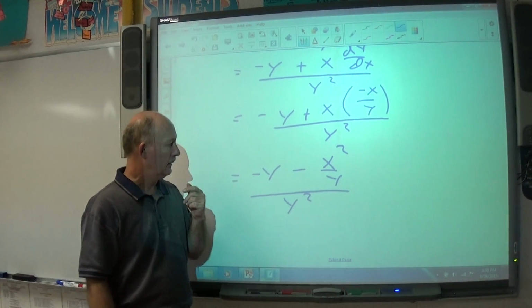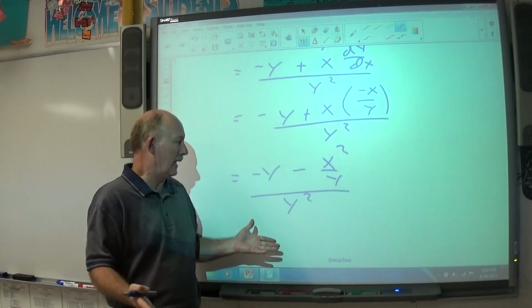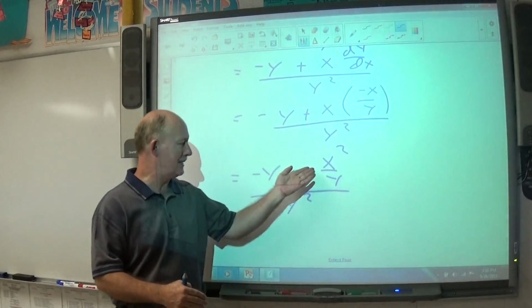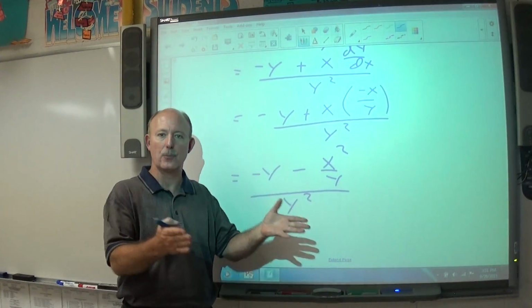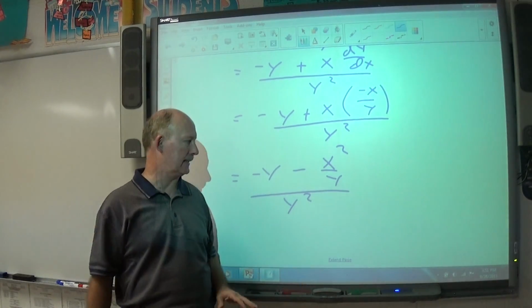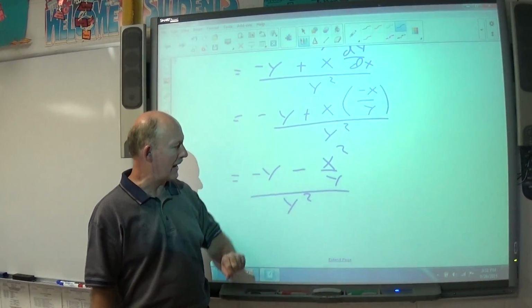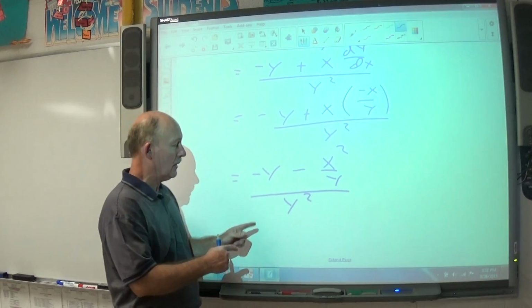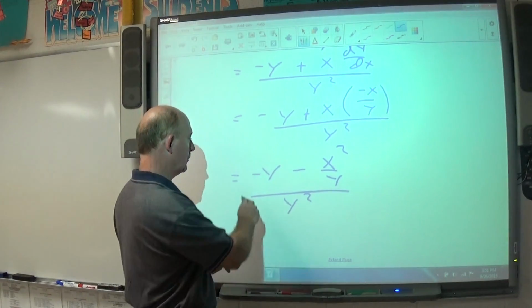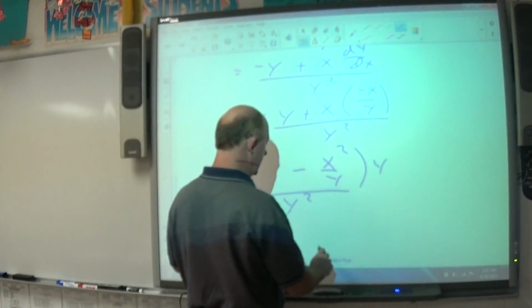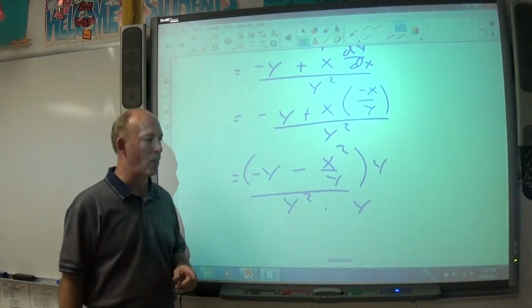Okay. Now we need to simplify this a little bit. We got the second derivative, but this is now a complex fraction. You got a fraction within a fraction. We don't want to leave it like that. So we need to get rid of this little fraction in the numerator. Now to get rid of it, we're going to multiply it by its denominator. So we're going to multiply the top by y. Then you got to multiply the denominator by y also.